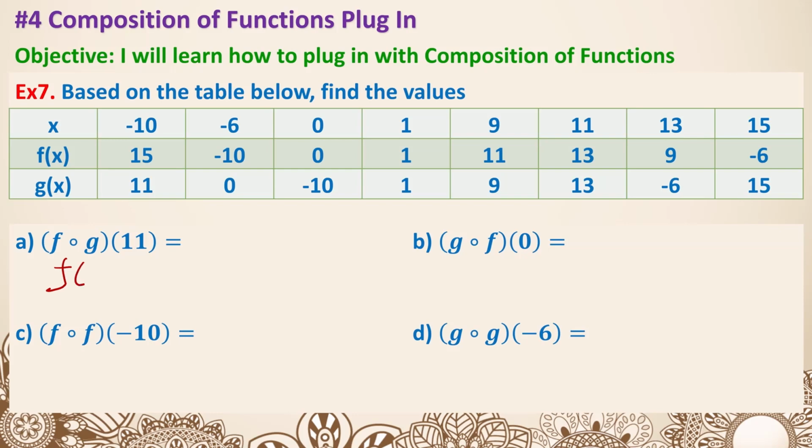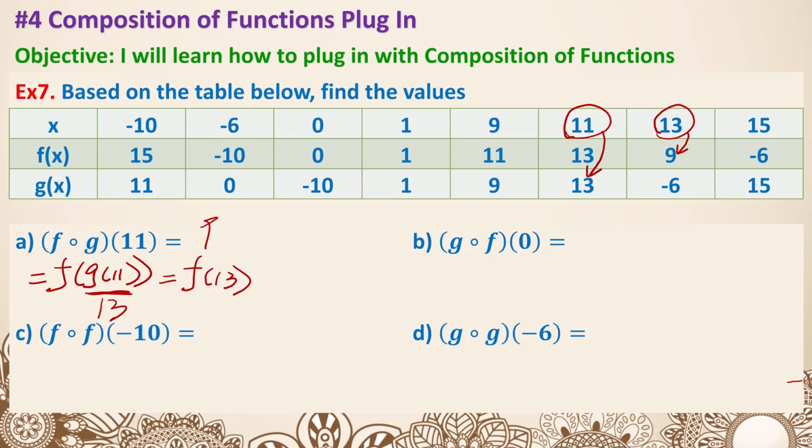Okay, let's have a look. f of g of 11. So first look for 11 and then g. That is a 13. So now you're looking for f of 13. 13 is right here, looking for the f. That is a 9. Moving on. g of f of 0. Find 0 first, and then f of 0 is a 0. Now you're looking for g of 0. So you're still on 0, but this time look at the g, that is a negative 10.